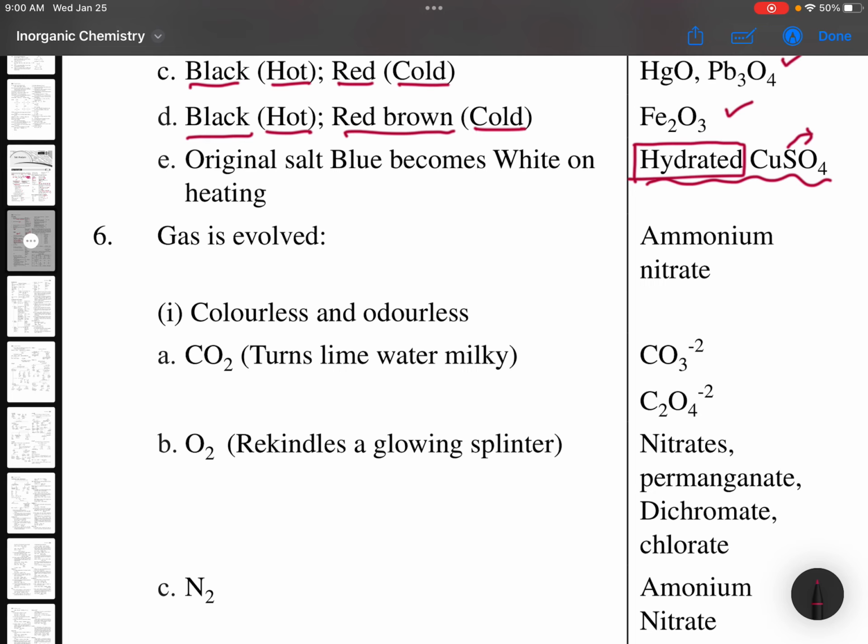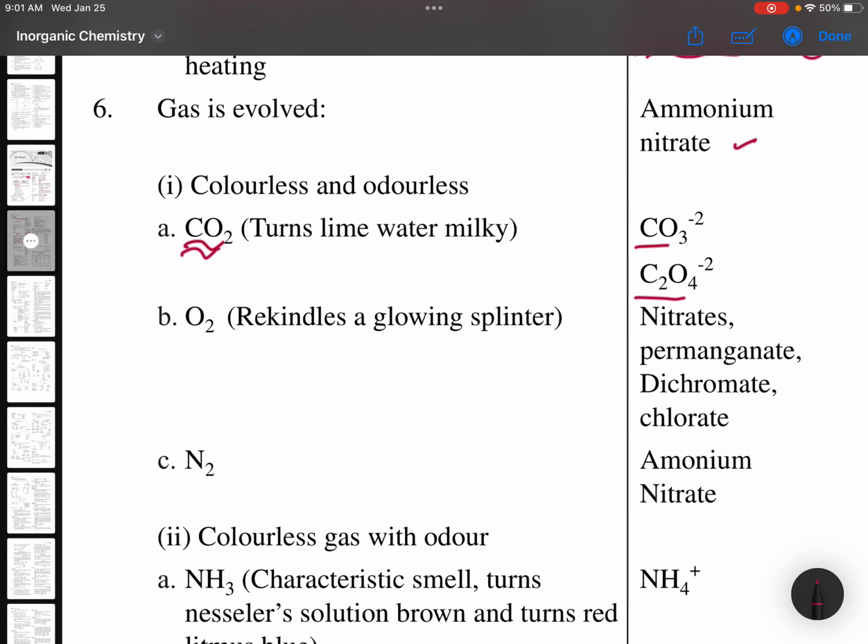Coming to gas evolved. If ammonia gas is coming out, that is ammonium nitrate. Generally, ammonia gas will come out. Colorless and odorless, there are two chances. CO2: that may be from carbonate or oxalate. O2 gas will be coming from nitrates, permanganate, dichromate, and chlorate.